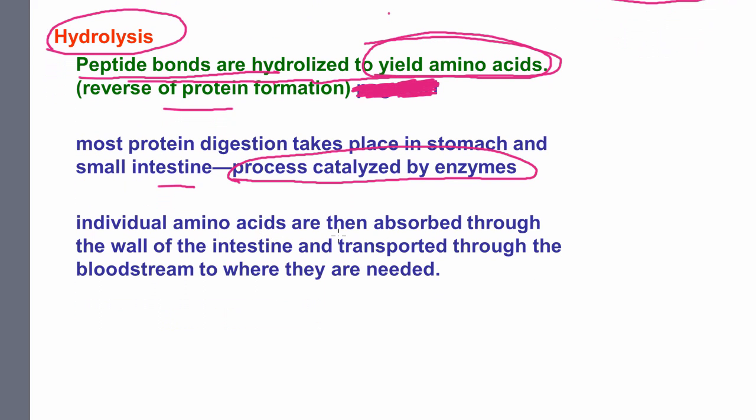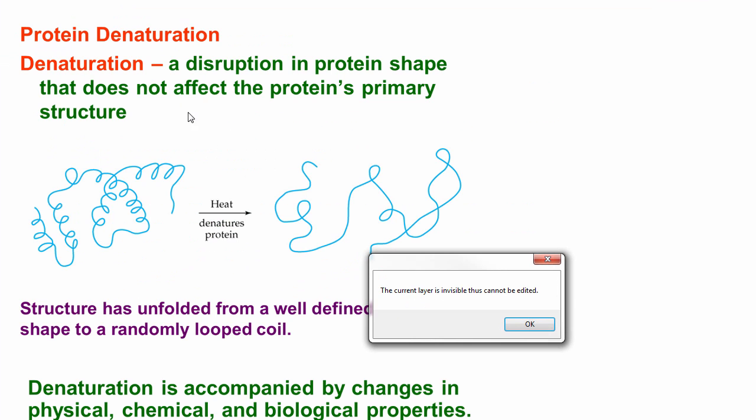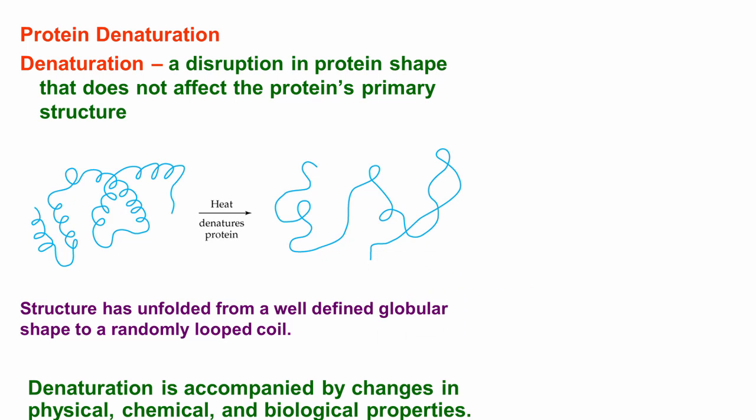Individual amino acids, once digested, are absorbed through the intestine wall, and then they're transported through the bloodstream to where they are needed. Let's talk a little bit about something called protein denaturation. Denaturation is a disruption in protein shape, but it does not affect the primary structure of the protein.